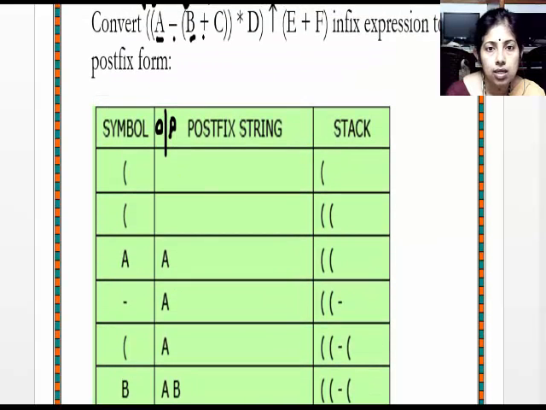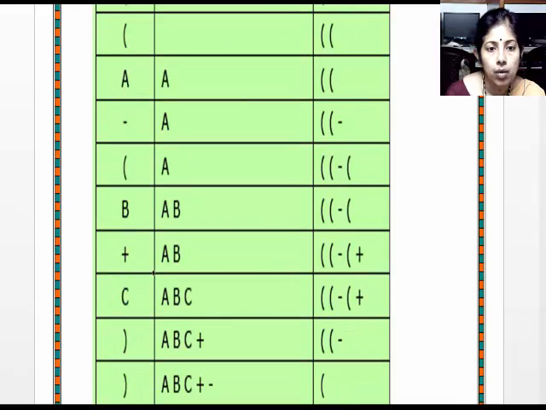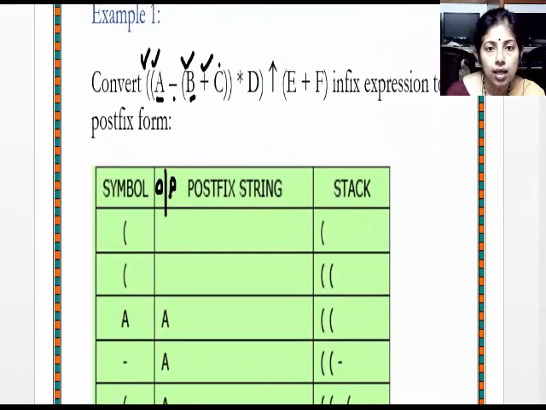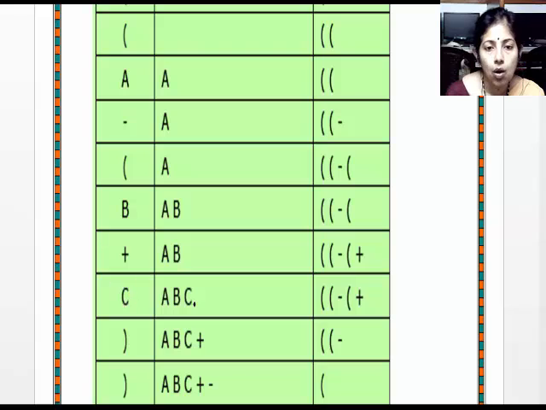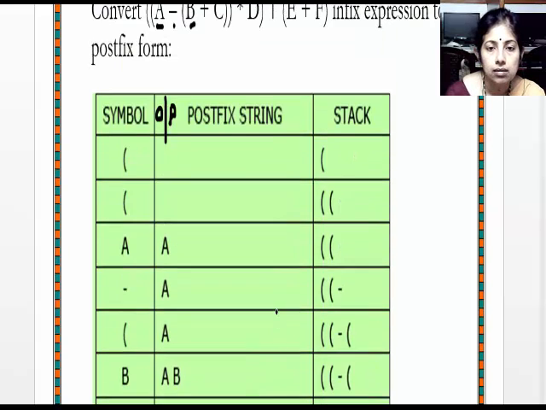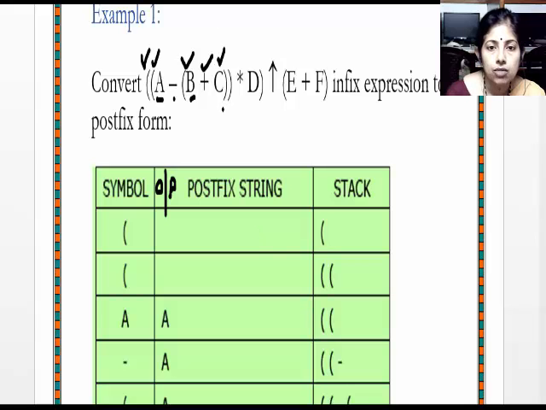And the next one is an operator plus. Because it is an operator, you have to push it onto the top of the stack. And then the next one is an operand. So because it is an operand, you just write down the operand in the output buffer, that is in the postfix string. And the next one is a closing parenthesis.